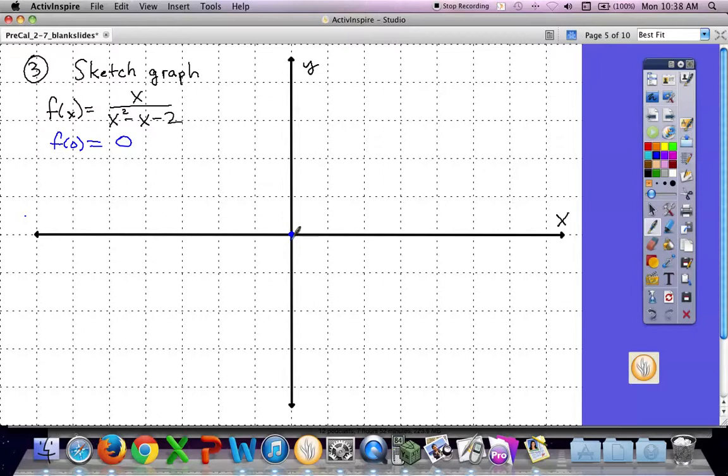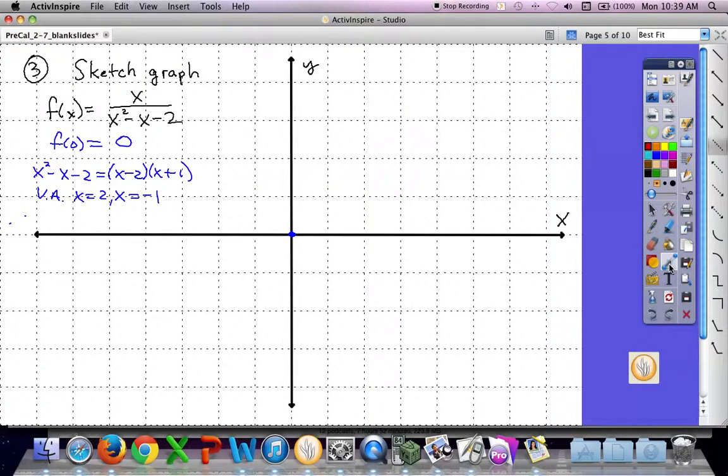Okay, find the vertical asymptotes. Set the denominator equal to 0. Well, x squared minus x minus 2 is factorable. That's x minus 2 times x plus 1. Right, so what are the zeros of the denominator? 2 and negative 1. So the vertical asymptotes are x equals 2 and x equals negative 1. So let's draw those in. 2 is here. Negative 1 is here.